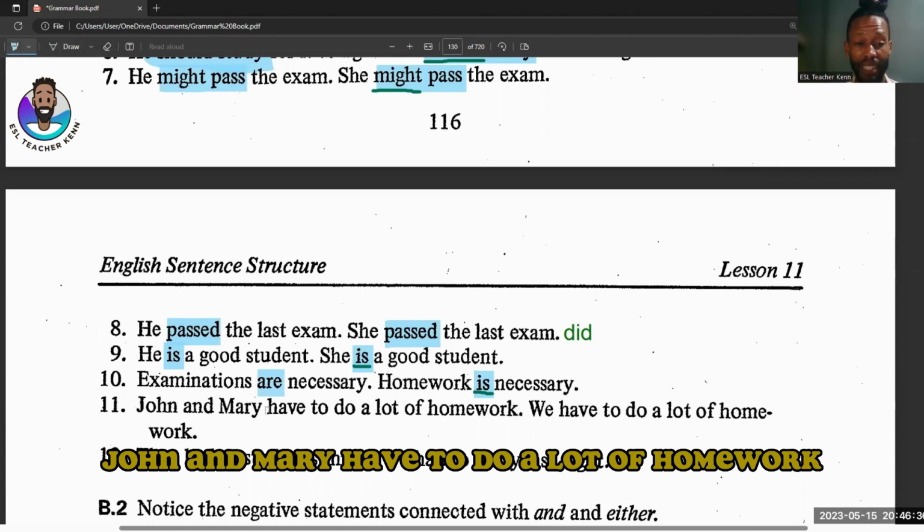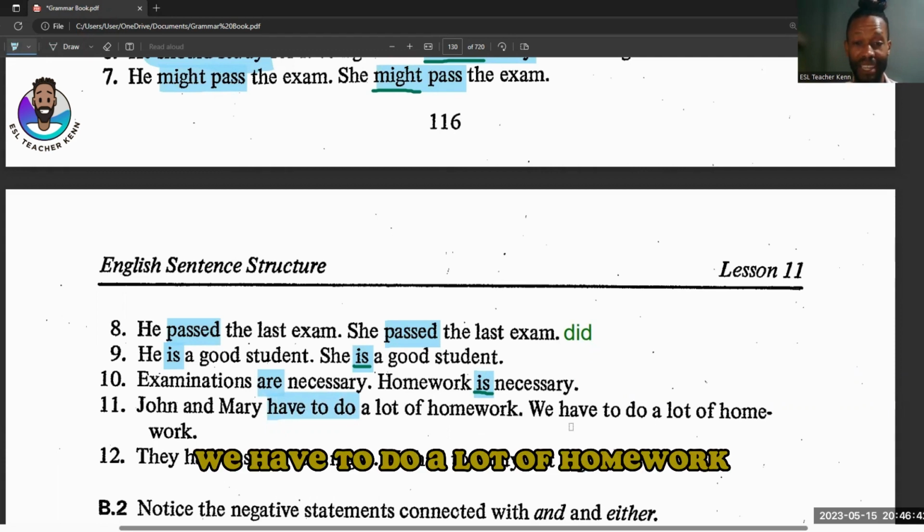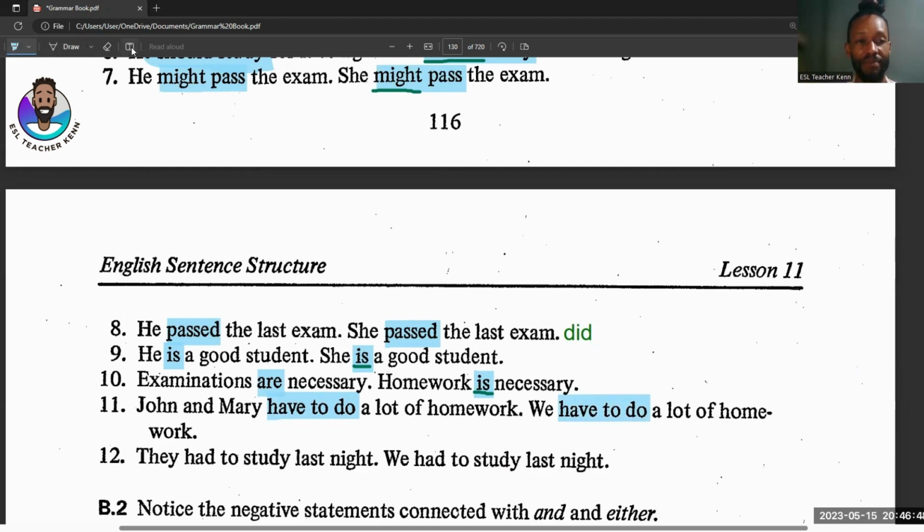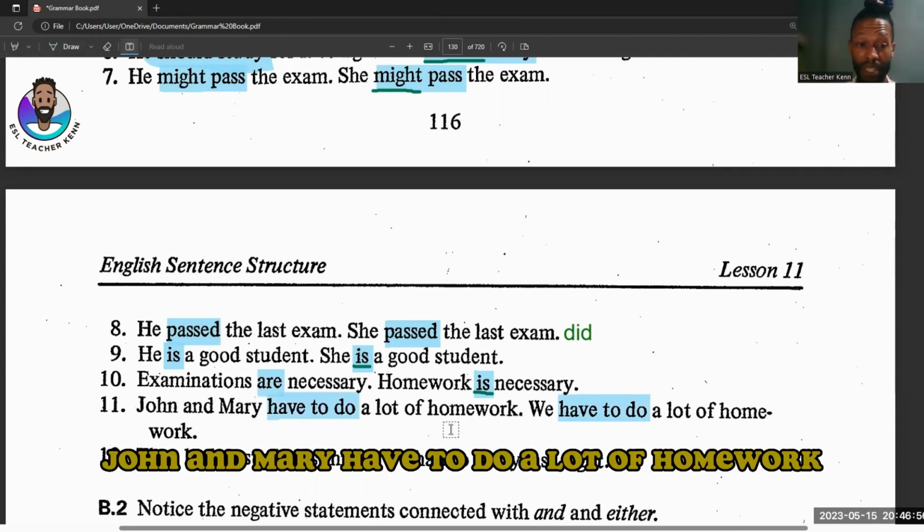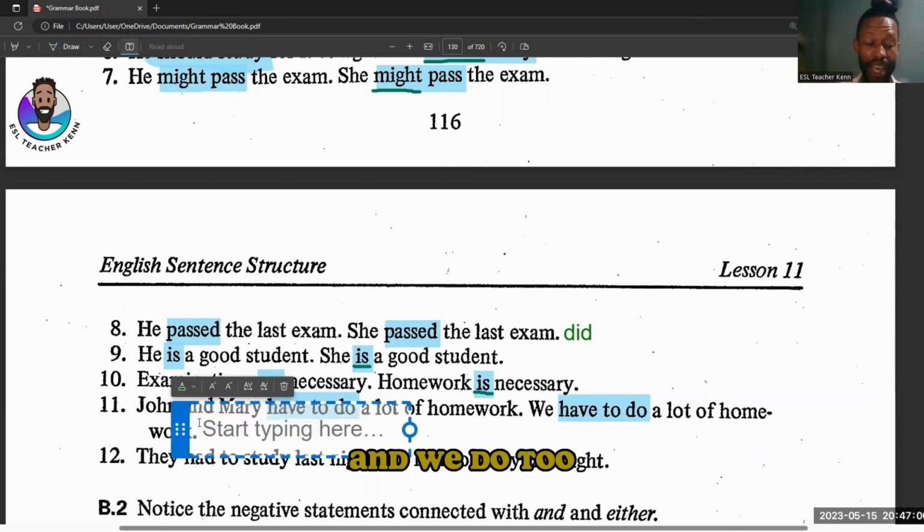John and Mary have to do a lot of homework. We have to do a lot of homework. John and Mary have to do a lot of homework, and we do too.